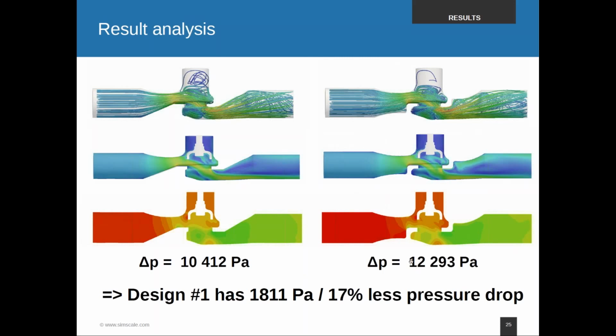And why, you may ask, did 12 become 12,000? The reason is that pressure in SimScale is divided by density automatically. So it's a relative pressure. And for the absolute value, you have to multiply it by the density, 909.